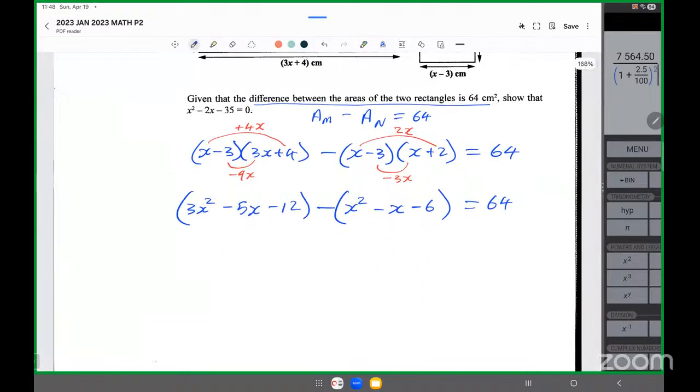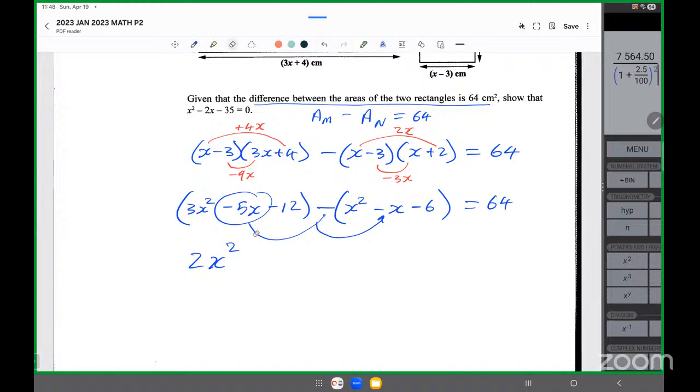Let's subtract the like terms now. So remember, everything in here minus everything in here, so watch the negative sign. So 3x squared minus x squared gives me 2x squared. And it's minus 5x minus negative x. That becomes minus 5x plus x.